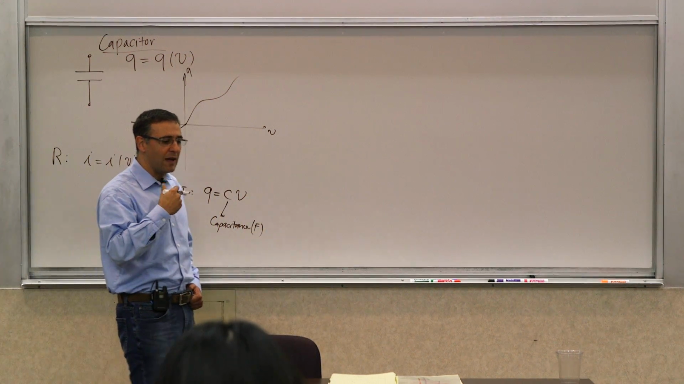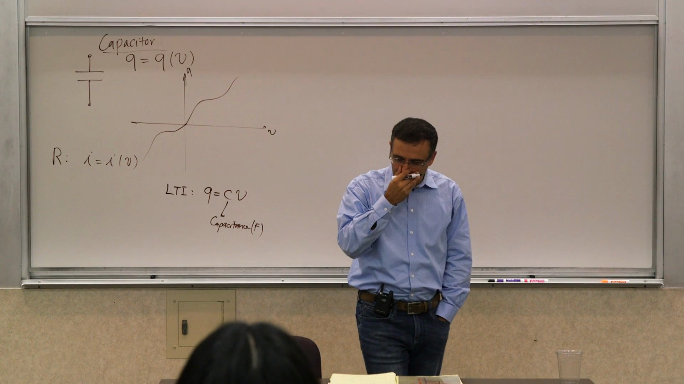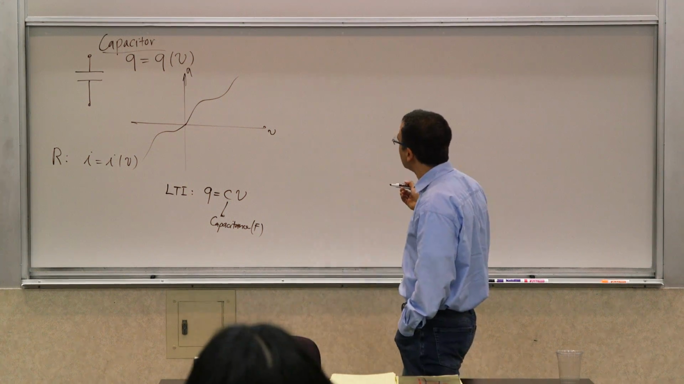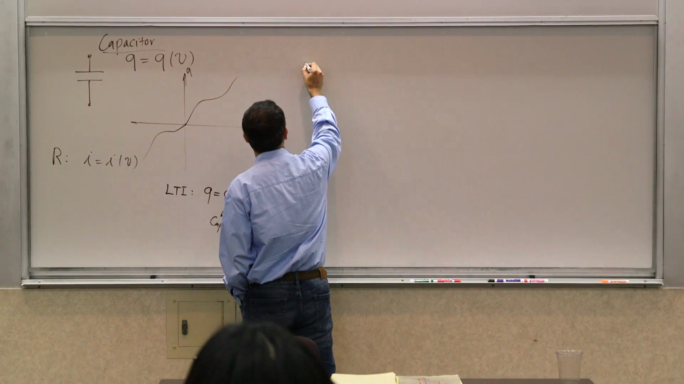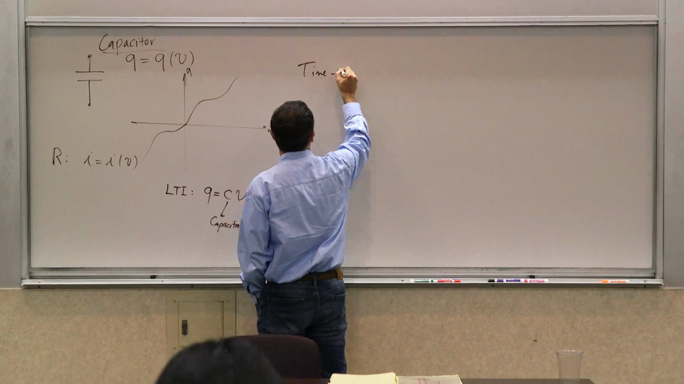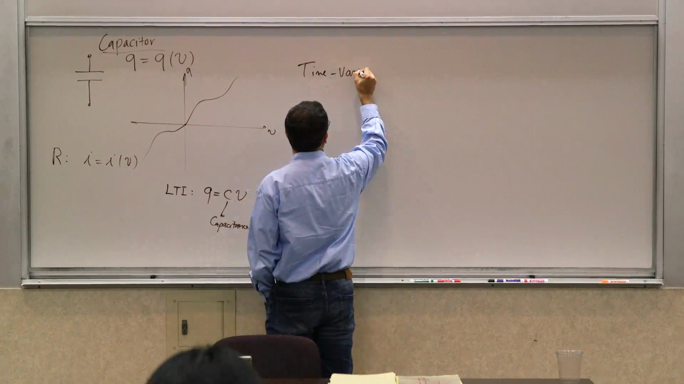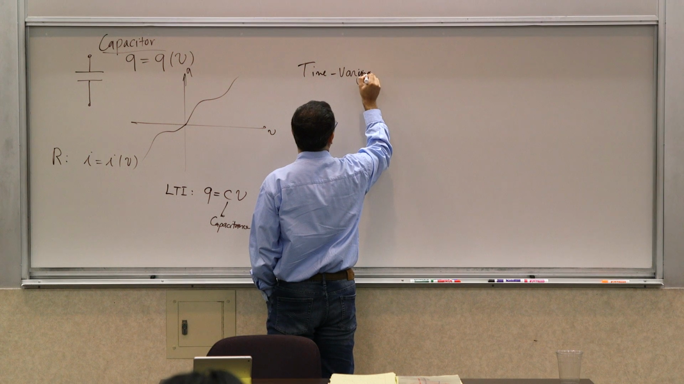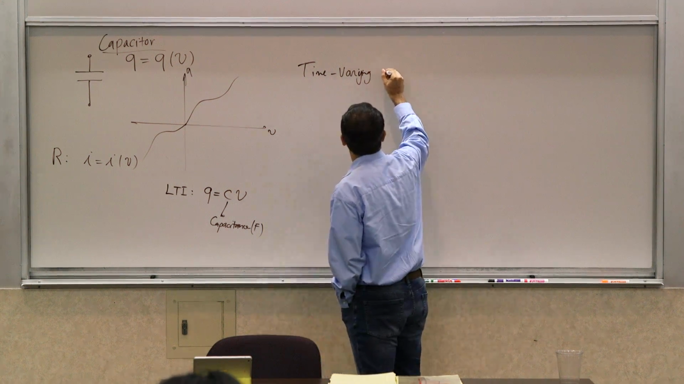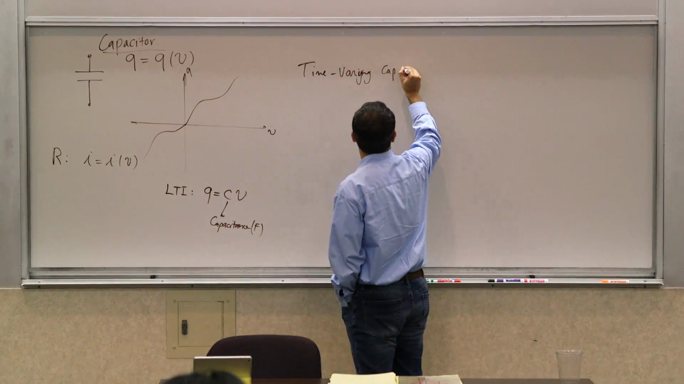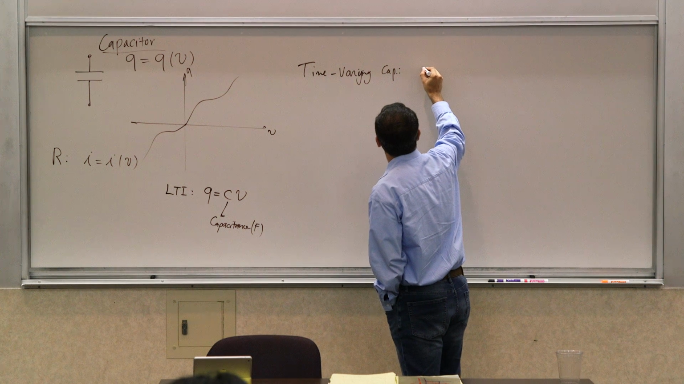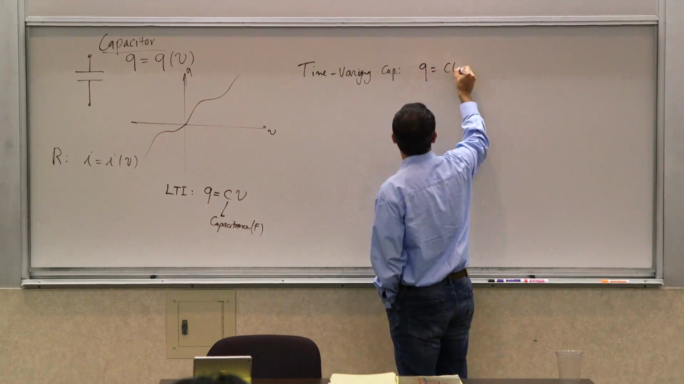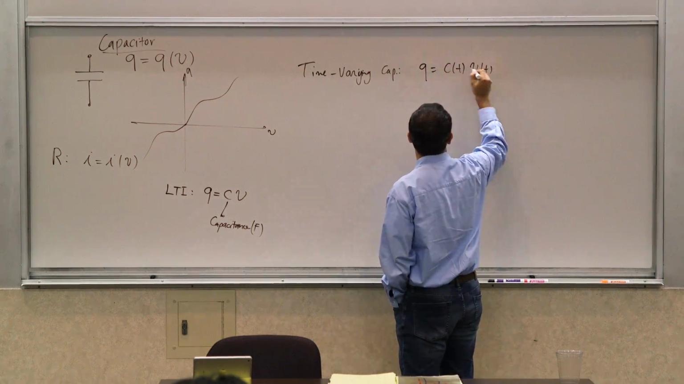So now, what if the capacitance itself can be time varying? Time varying capacitance. So what is time varying capacitance? It is Q of t equals C of t times V of t.